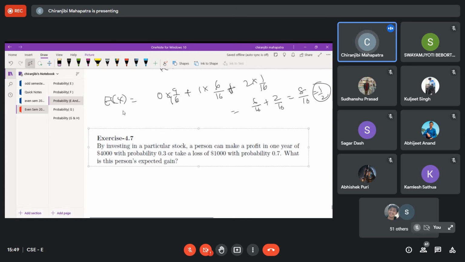So the next question is: by investing in a particular stock, a person can make a profit in 1 year of 4,000 with probability 0.3, or take a loss of 1,000 with probability 0.7. Then what is this person's expected gain? How will we find it out?